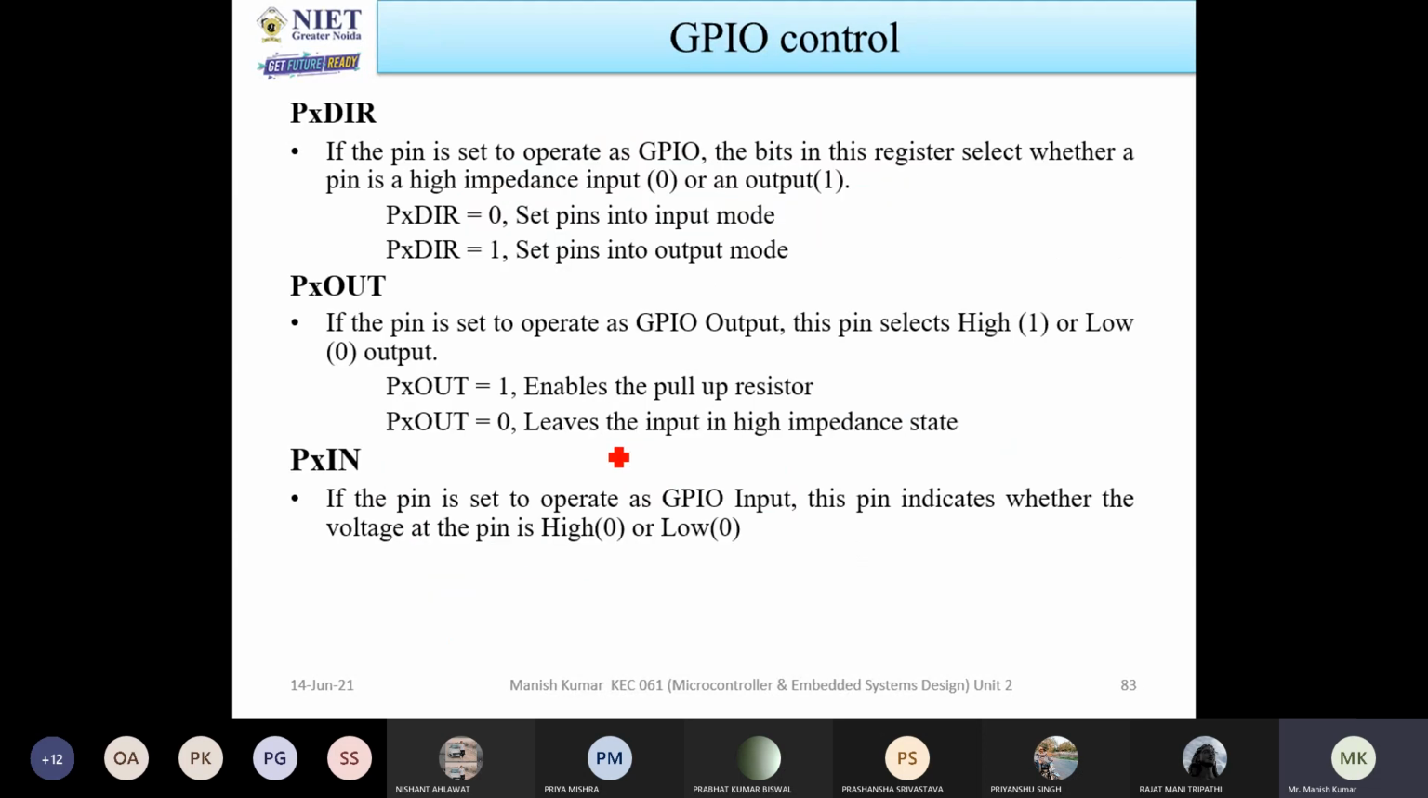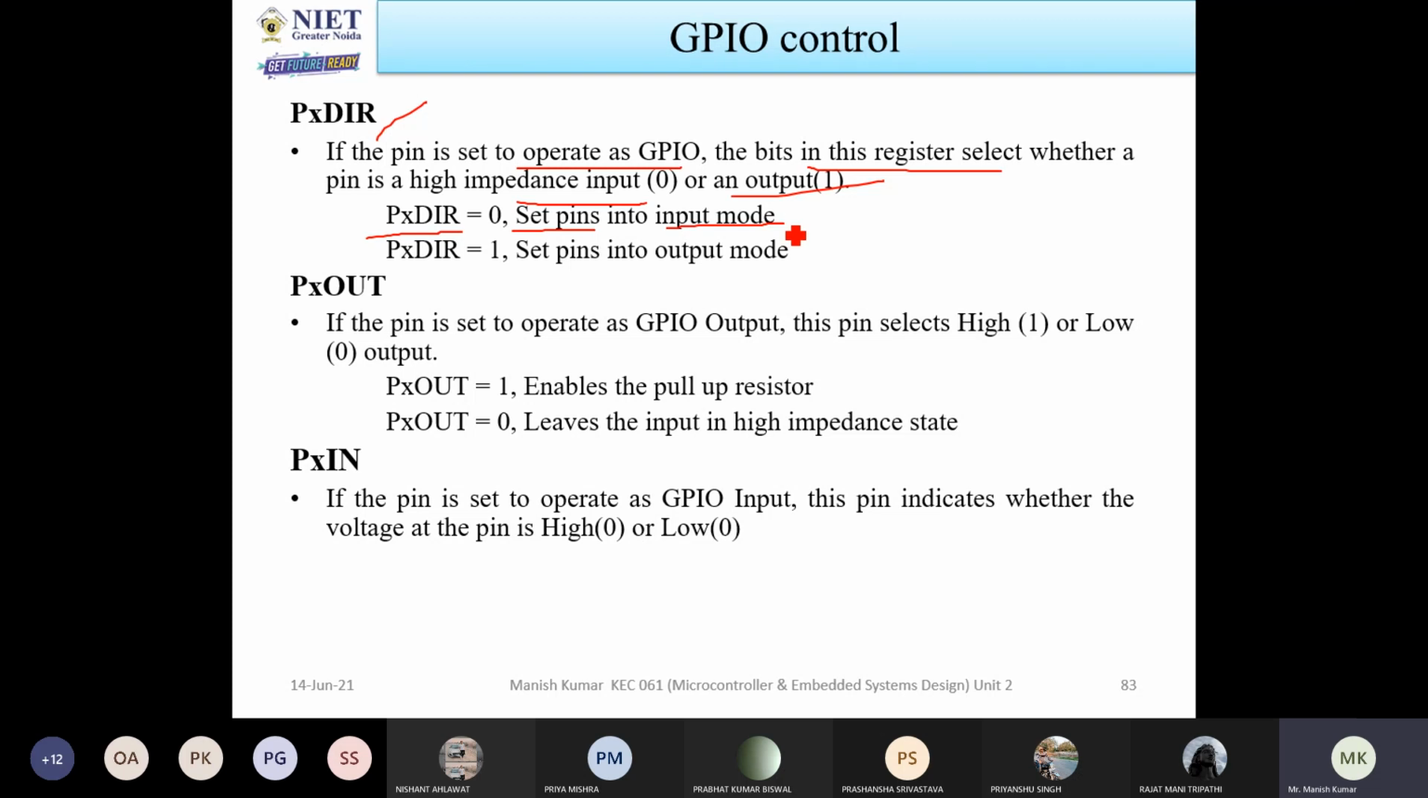So now there is one more pin register, that is called PXDIR. I already told you this is used for defining the direction of the pin. Direction means input or output, anyone. Okay, so now if this pin is set to operate as a GPIO, the bits in the register select whether the pin is high impedance input 0 or output. Now you can understand PX dir equal to 0 means that it sets the pin into input mode. If you want to use the pin in input mode, then you use PX dir equal to 0. If you want to use output mode, then you use PX dir equal to 1.